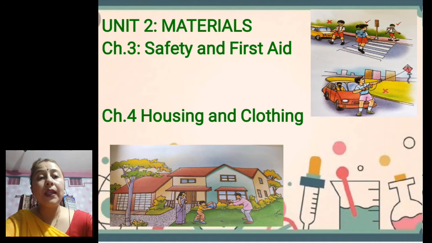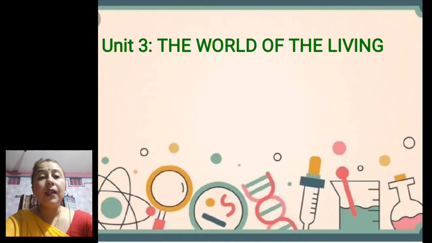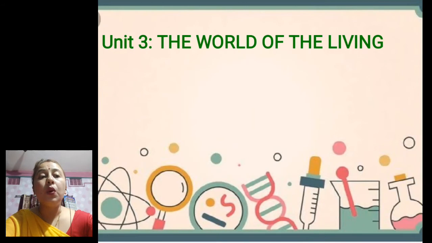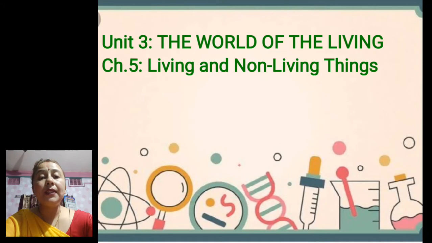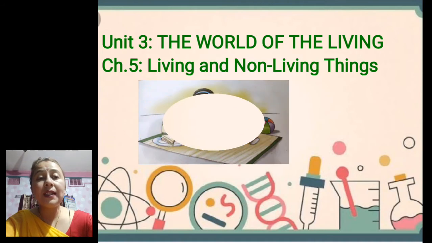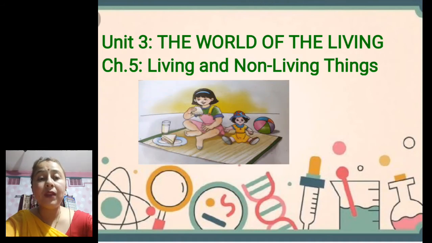Okay, so the next chapter is from unit 3, the world of the living. The name of the chapter is living and non-living things. You have been differentiating living and non-living things from your very early classes, right? From a very small age, you know what are living things and what are non-living things. So in this chapter, we will learn about living things and non-living things.